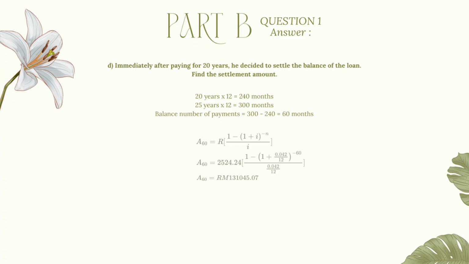A60 equals R multiplied by 1 minus bracket 1 plus i bracket power of negative n, divided by i. 2,425.24 ringgit multiplied by 1 minus bracket 1 plus 0.042 per 12 bracket power of negative 60, divided by 0.042 per 12. A60 equals 131,045.7 ringgit.